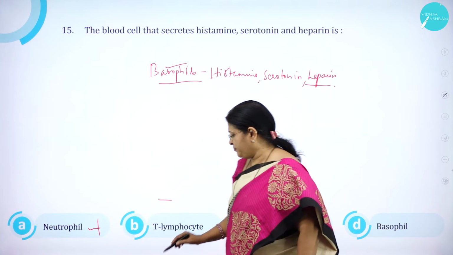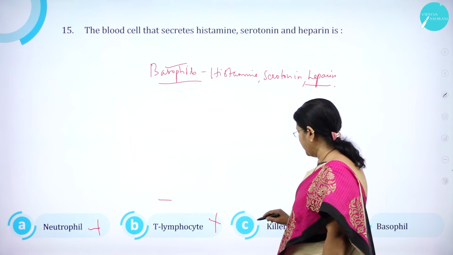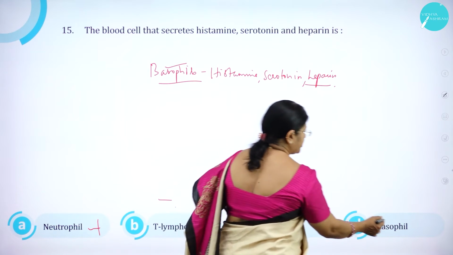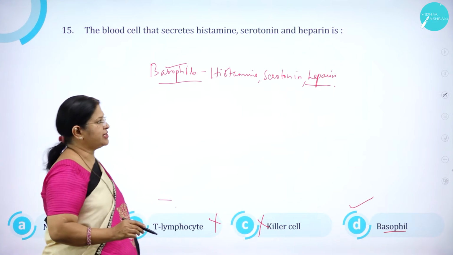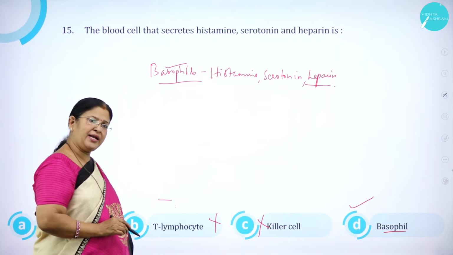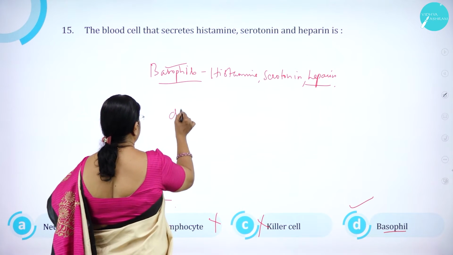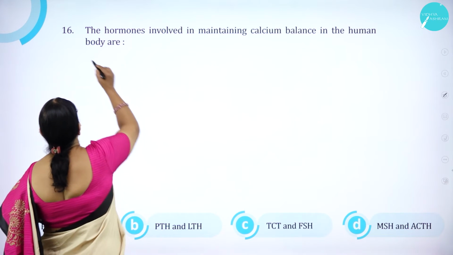Neutrophil, wrong. B, T lymphocytes, no. Then C, killer cells, no. Then option D, basophil is correct. So basophil secretes what? Histamine, serotonin and heparin. So option D is correct. Question number 16.